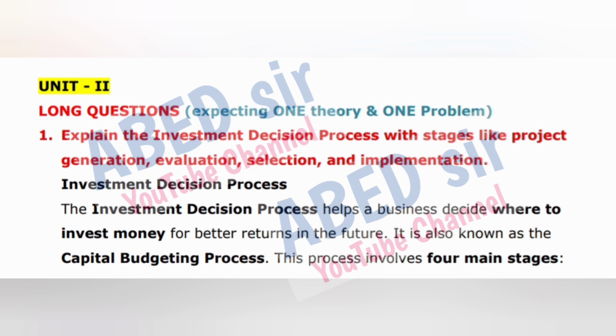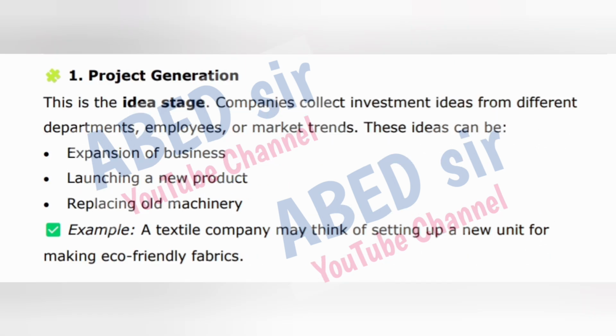This process involves 4 main stages. 1. Project generation. This is the idea stage. Companies collect investment ideas from different departments, employees, or market trends. These ideas can be: expansion of business, launching a new product, replacing old machinery. Example, a textile company may think of setting up a new unit for making eco-friendly fabrics.